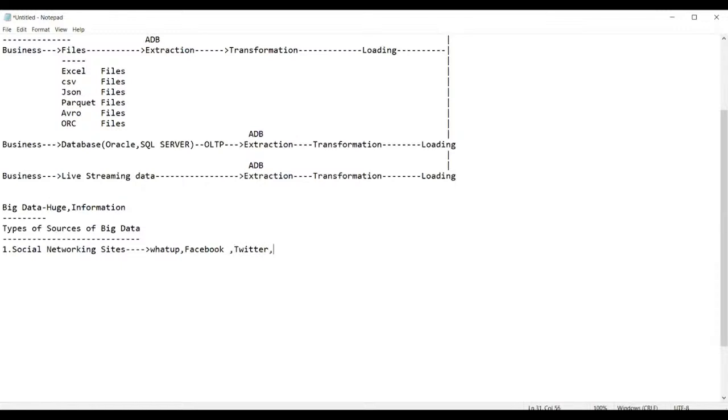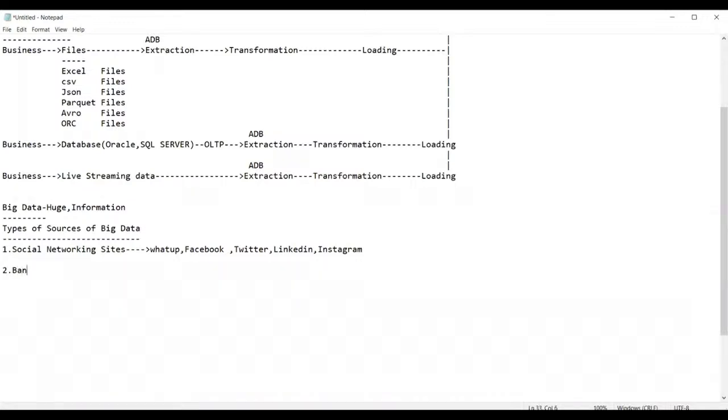Then you also have LinkedIn, and Instagram. All of these are called social networking sites. Social networking sites are basically the major source of getting big data. Getting my point? Next, guys, you have the second source.